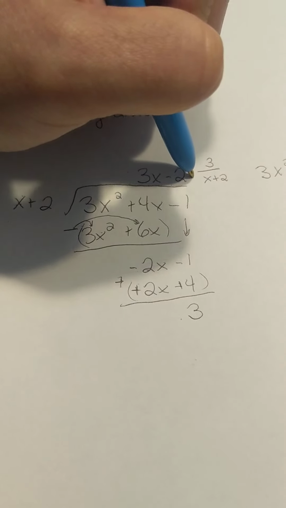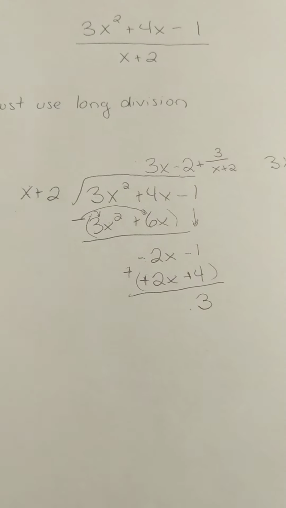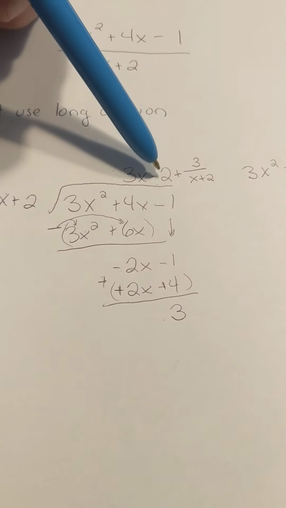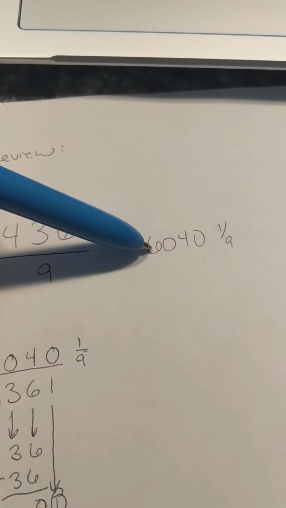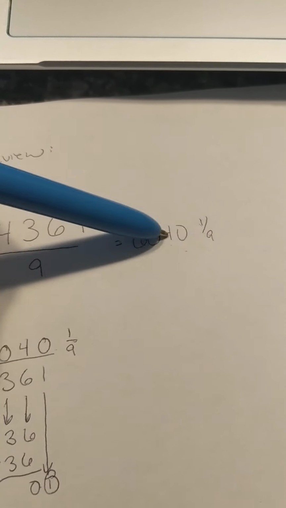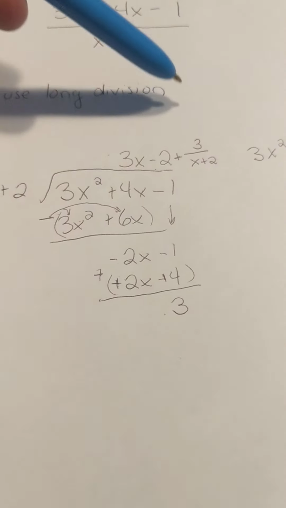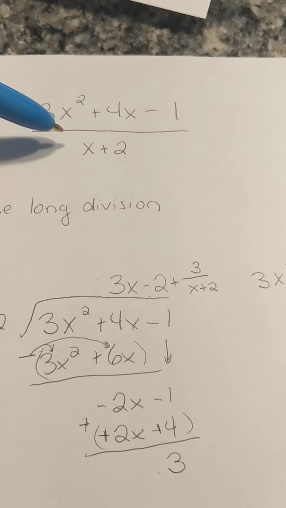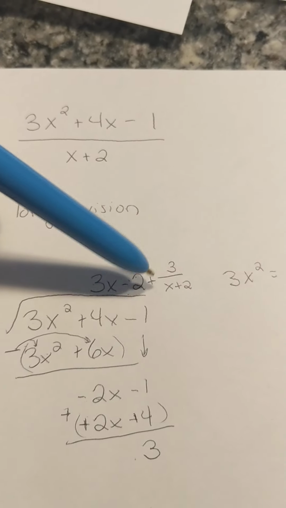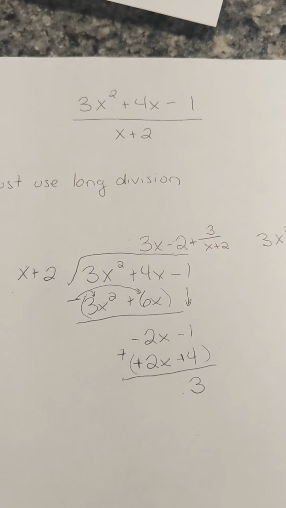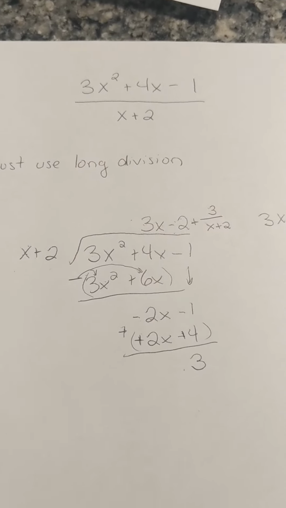Now, it's assumed, but I want you to go ahead and put a plus sign in there because you're adding this part to this binomial. Over here, we're just working with one term as a constant, so you don't need that plus sign because it translates to the same thing. But over here, you do need that sign. So the answer to this problem is 3x minus 2 plus 3 over x plus 2. So that's dividing polynomials using long division.